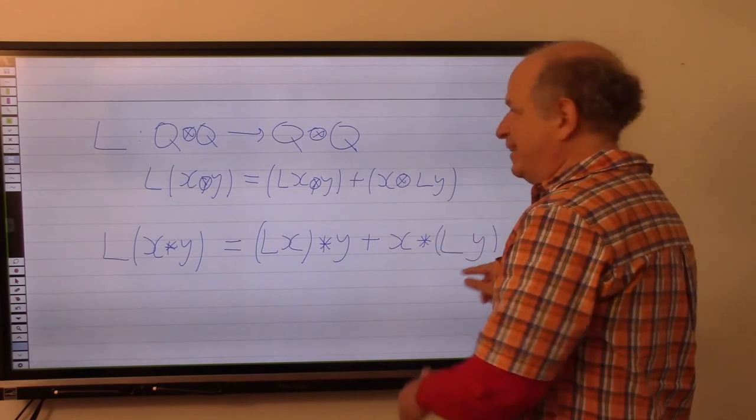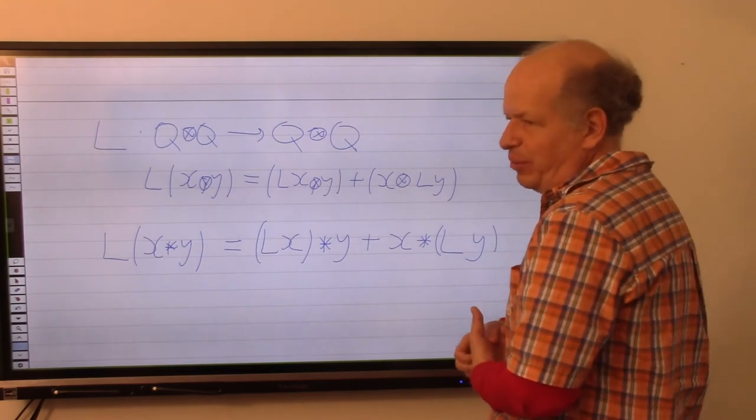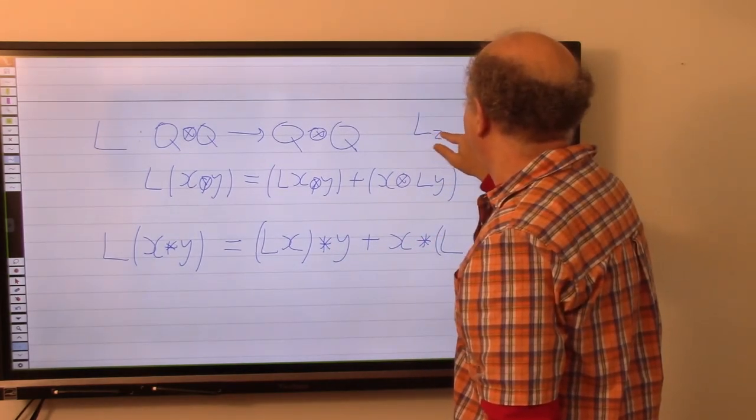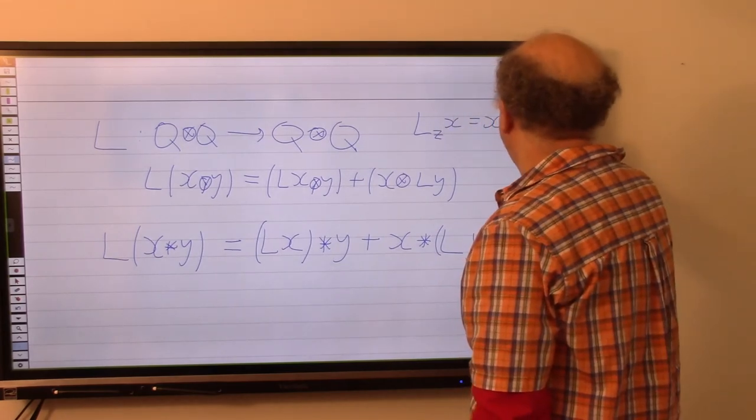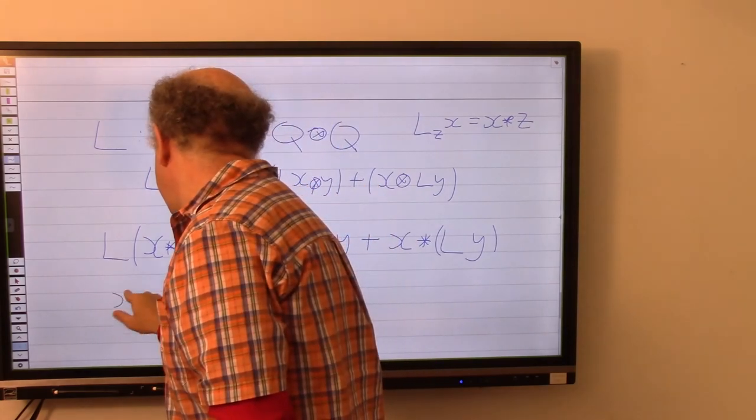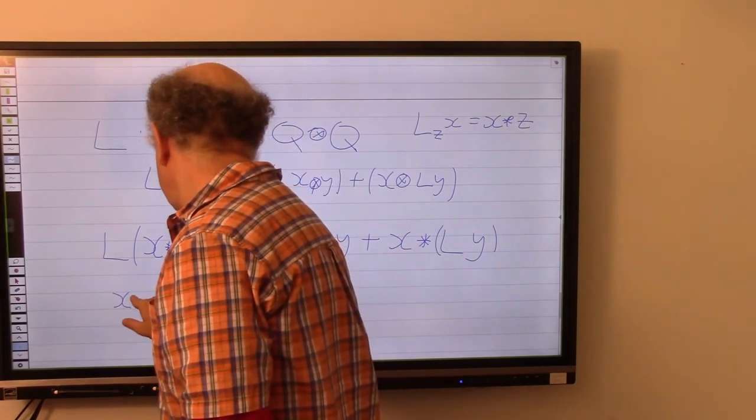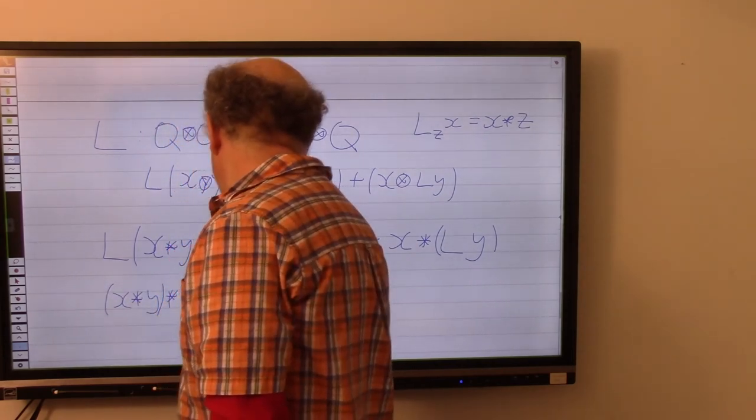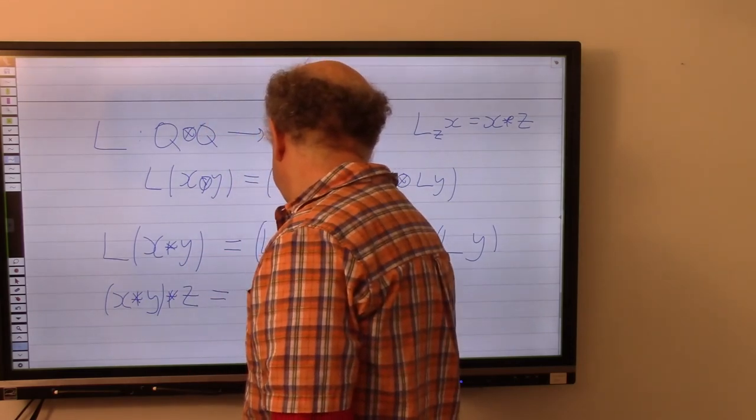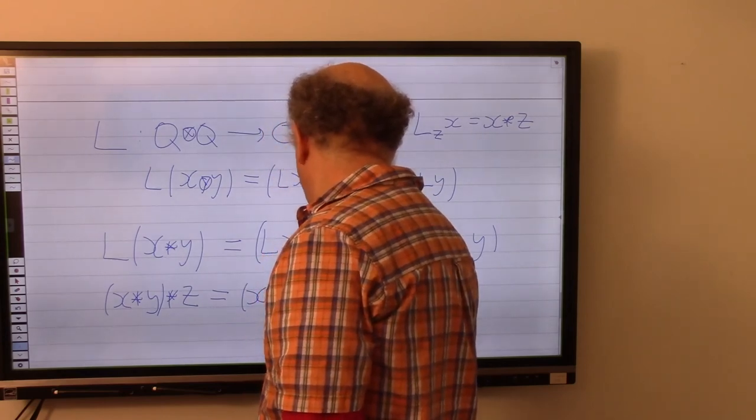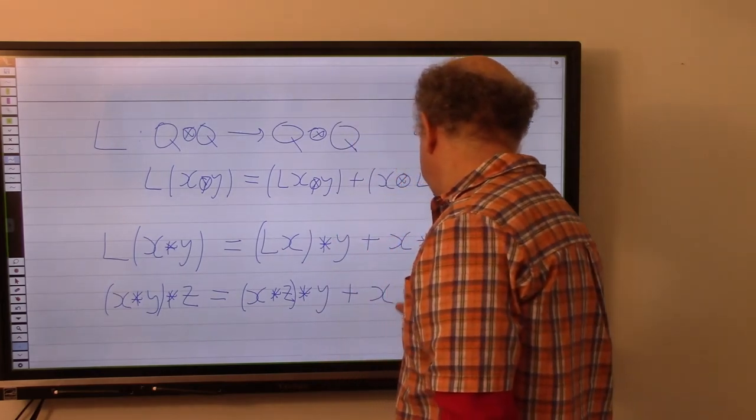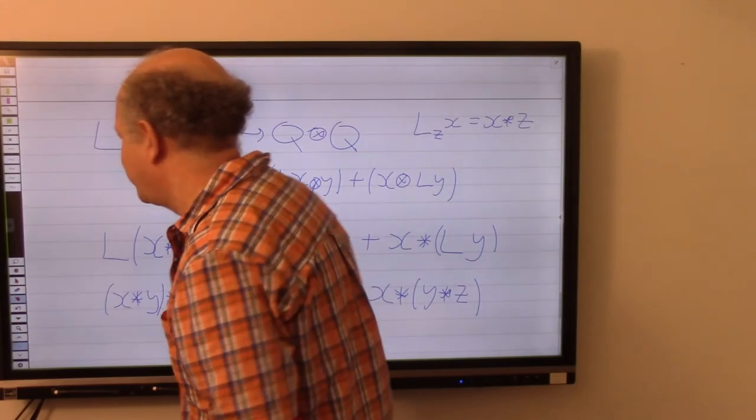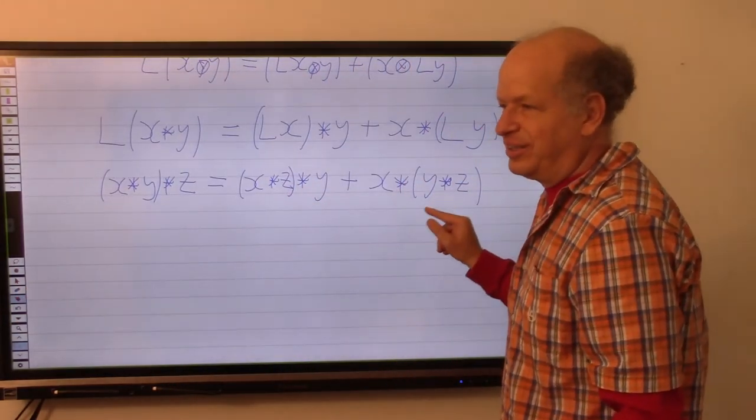And if L was multiplication on the right, acting with the binary operation on the right, then really L sub z of x is x star z, so in our case this will become (x star y) star z is equal to (x star z) star y plus x star (y star z). Does this look familiar now? This is the Jacobi identity.